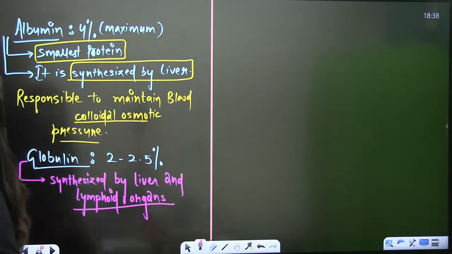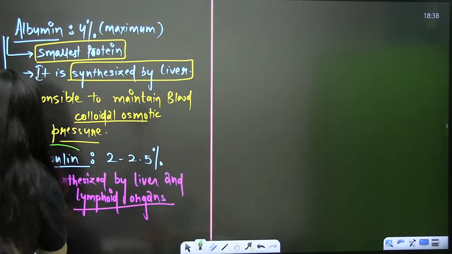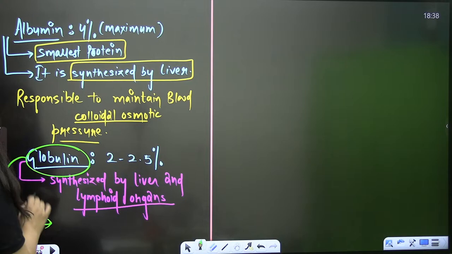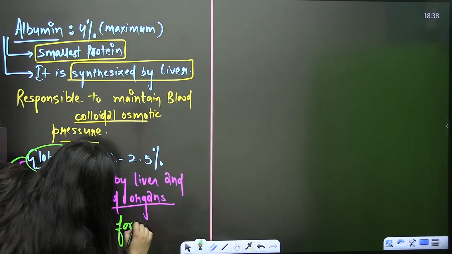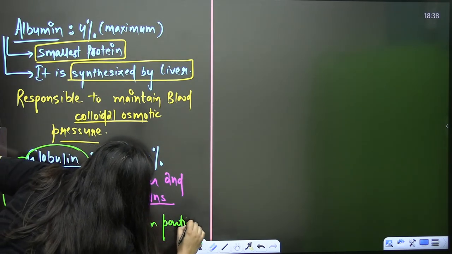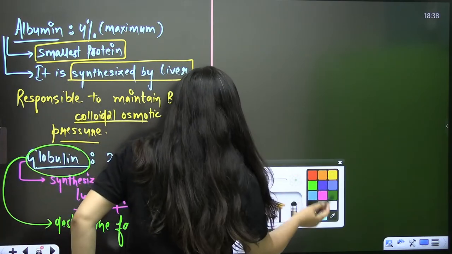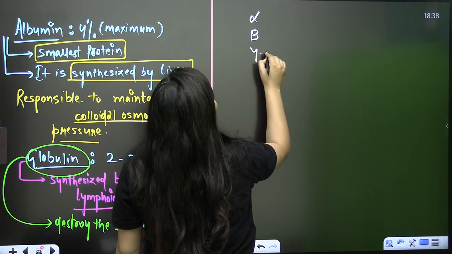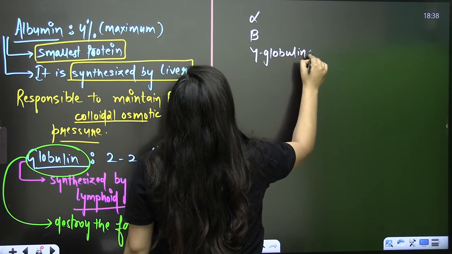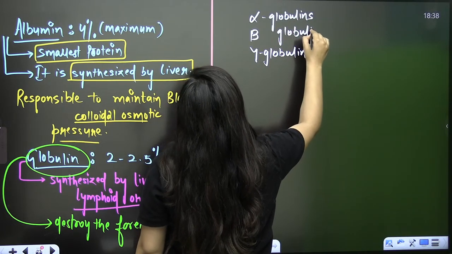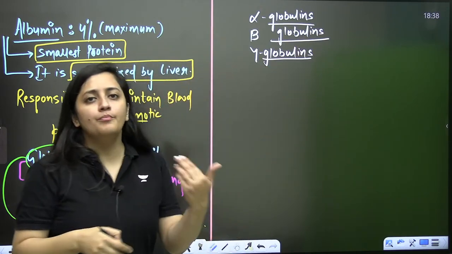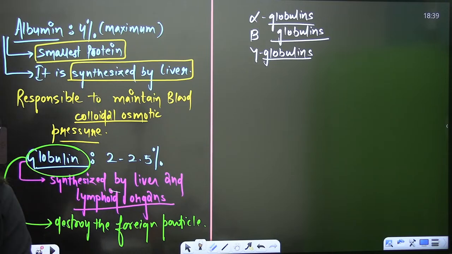So when you are talking about these globulins, what is their main function? The main function is to destroy the foreign particles, to destroy the viruses and bacteria which are present in the body, which are present in the blood. So you know about different types of globulins: alpha, beta, and gamma globulins. Such types of globulins are present. So globulin is mainly helping in the defense mechanism. Excellent, Subhashini, you are right. Clear, bachche?